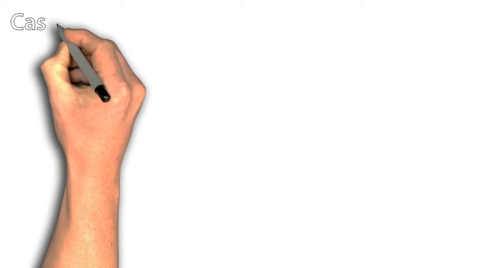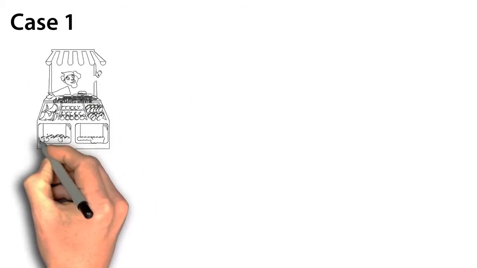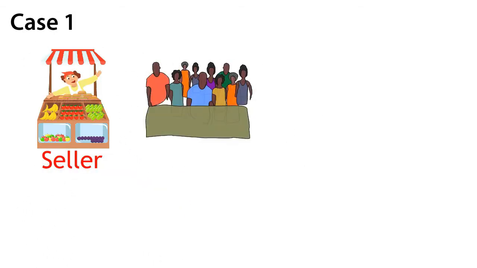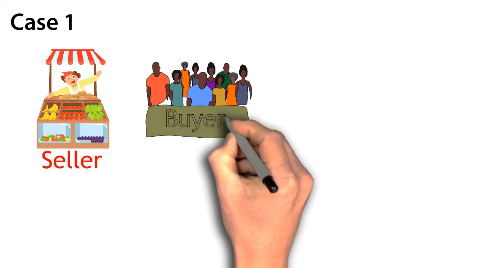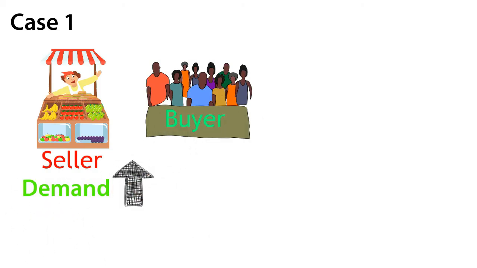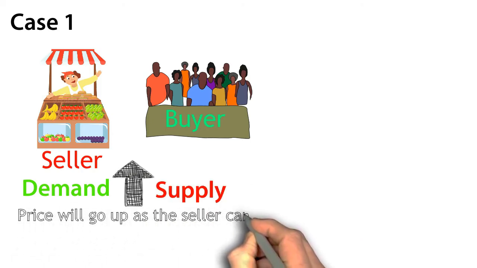For case number 1. There is a fruit stall that sells fruit to people, and there is a bunch of customers who want to buy fruit. When there are more buyers, demand will go up. Now the demand is more than supply. And eventually the price will go up as the seller can decide the price.